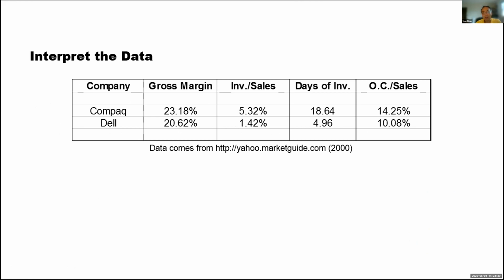The data is actually very simple. You don't need much. Let's just pull out the financial reports to see that Compaq has a higher gross margin, 23%, than Dell, which is about 20%. But Compaq also has a higher operating cost, which is 14% of sales versus Dell's 10%, because Dell can manage inventories much more effectively.